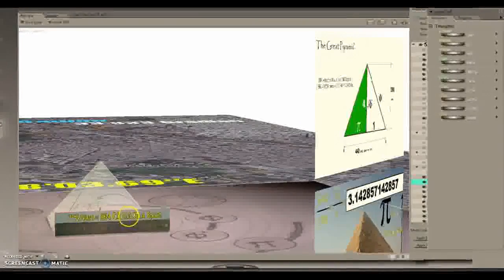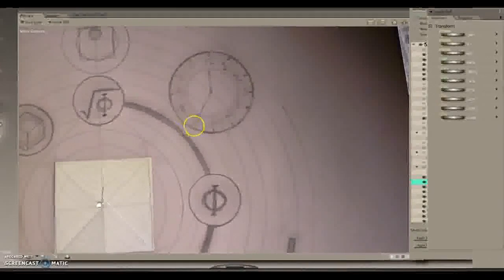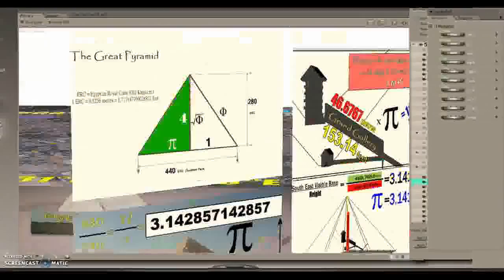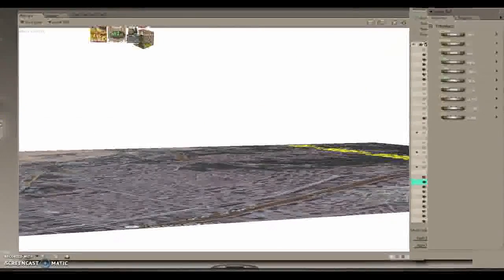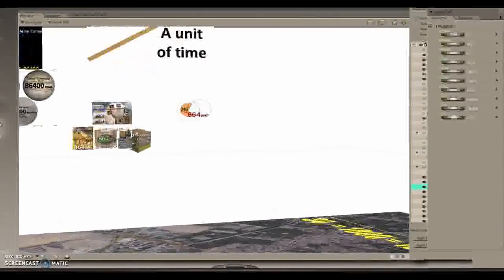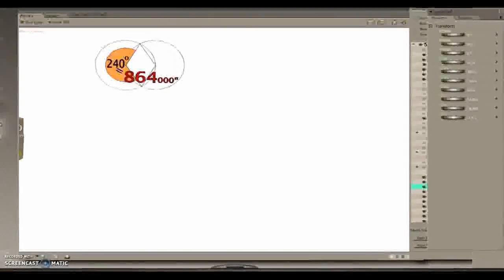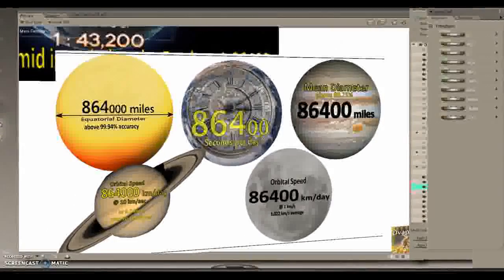864,000 miles is the diameter of the Sun, which is one of the reasons why at the start I mentioned 7 on the clock is 210 degrees, or 756,000 seconds. 8 o'clock, that's 240 degrees, and that of course is the same 240 degrees we get in the Vesica, which brings us to 86,400 seconds, and that of course is also reflected in the Sun and even the orbital speed of Saturn.